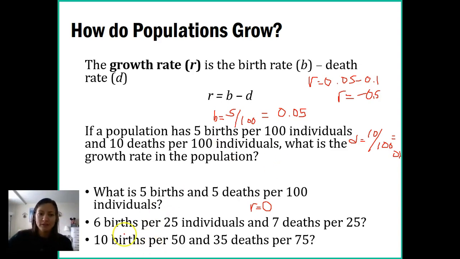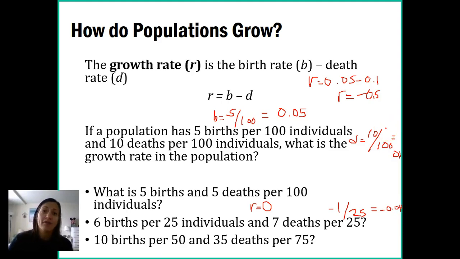The second question, very similar to the example, we had 6 births per 25 and 7 deaths. So right here, you can at least tell me, okay, R is going to be negative. I had more deaths than I had births. And it's -1/25, which equals -0.04.